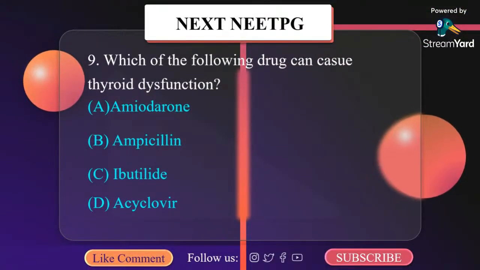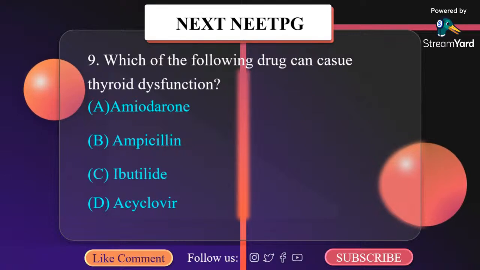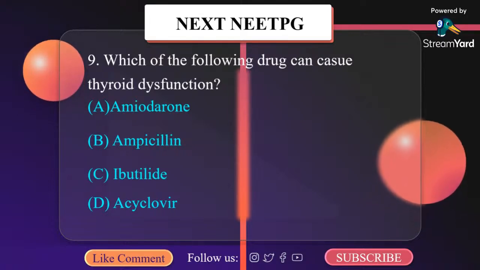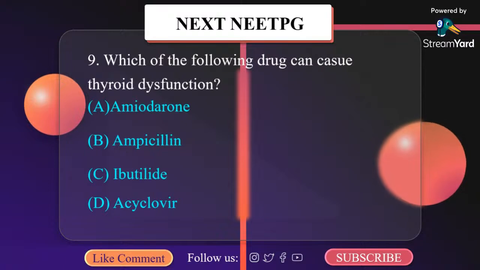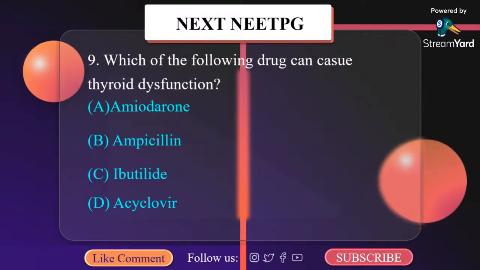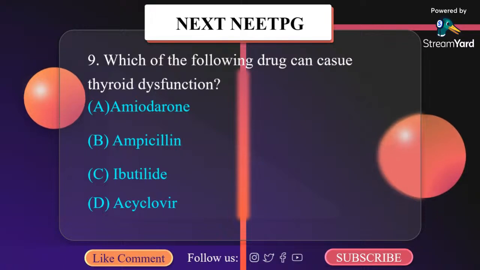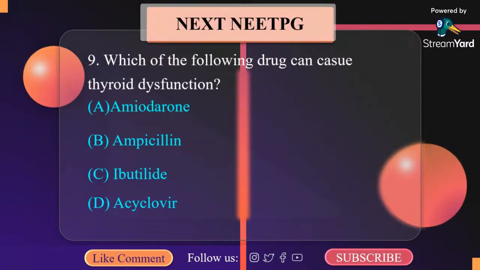Which of the following drugs can cause thyroid dysfunction? Most commonly asked MCQ. A. Amiodarone, B. Ampicillin, C. Ibutilide, D. Aceclidine. The drugs causing hypothyroidism are lithium, sulfonamide, phenobarbital, phenytoin, amiodarone, para-aminosalicylic acid, rifampicin, carbamazepine. So the correct answer here is A. Amiodarone.